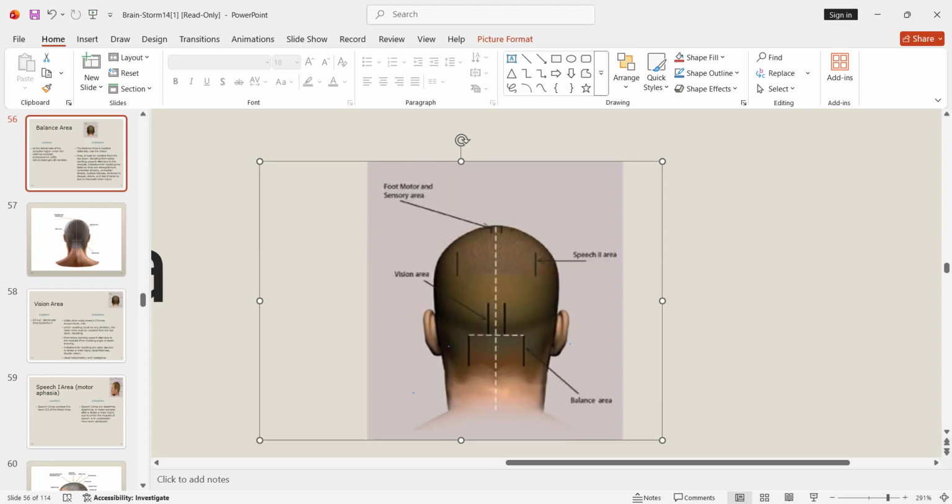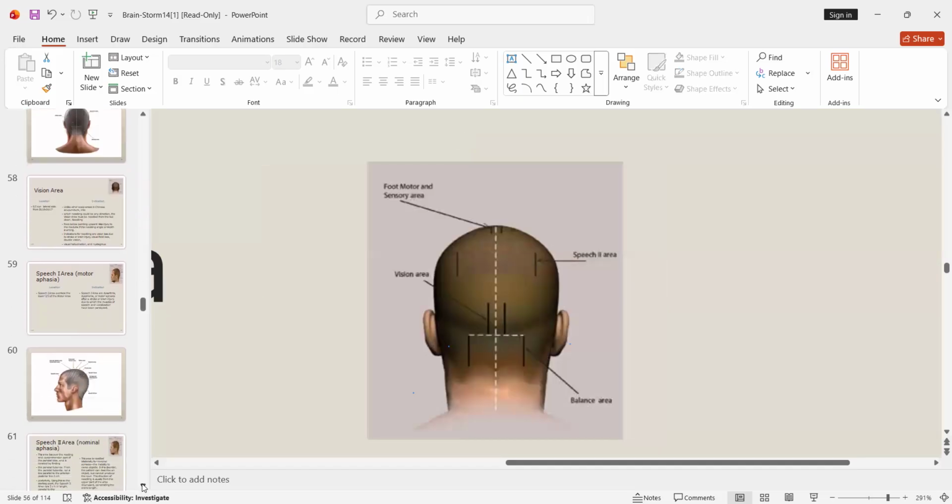Bilateral. Then you go for page number 73.